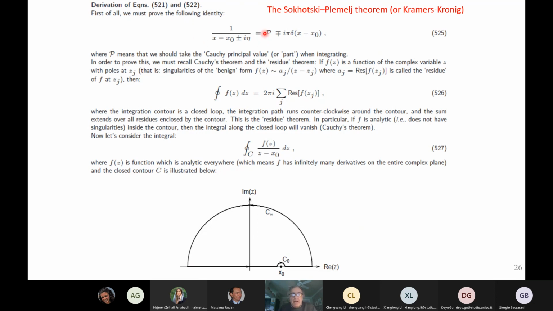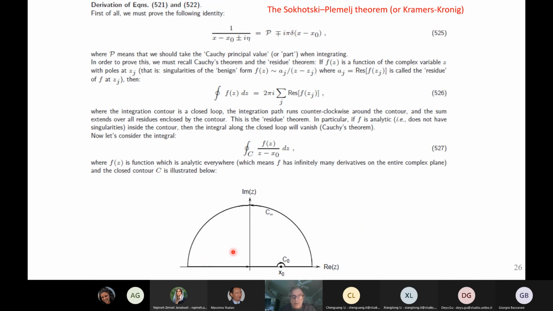So the theorem says that if you want to integrate this function, the result will be a real part, which is called the principal part of the integral, and it will have an imaginary part, which will be minus or plus, depending on the sign that you decide to use here, an imaginary part which is proportional to the delta function, x minus x naught, multiplied by pi, which is an important pi. It's where the 2 pi over h bar of your Fermi golden rule can come from, so it's an important pi.